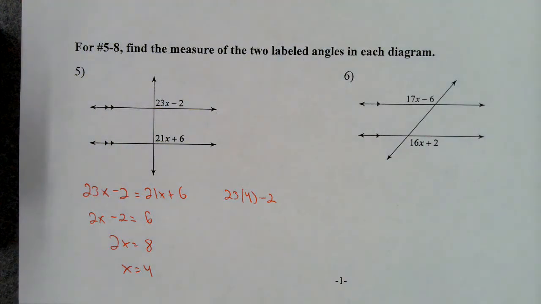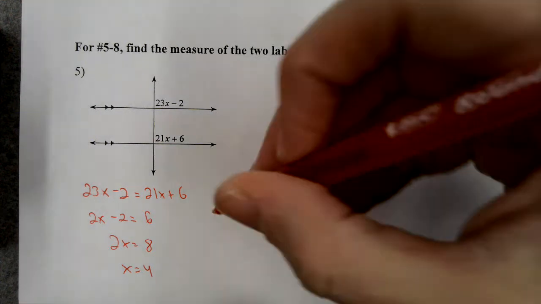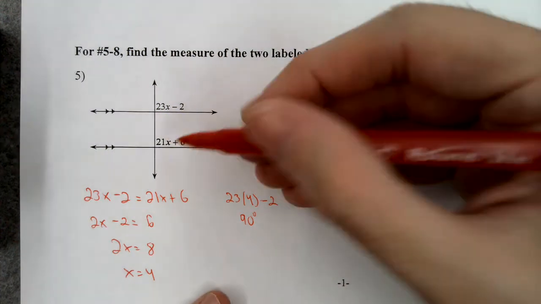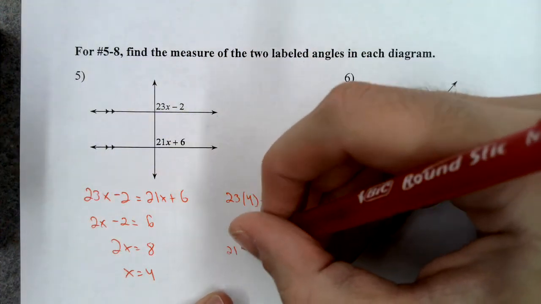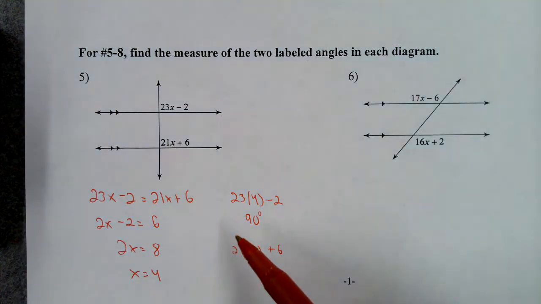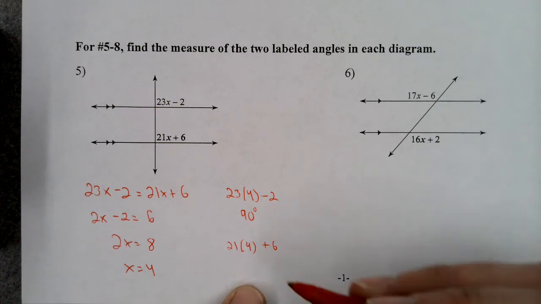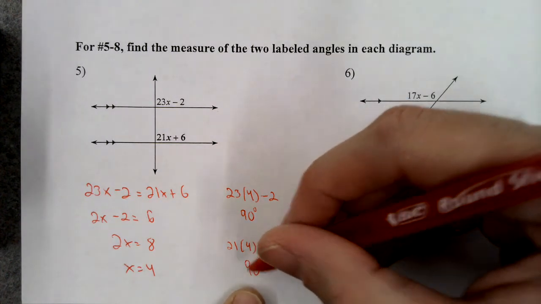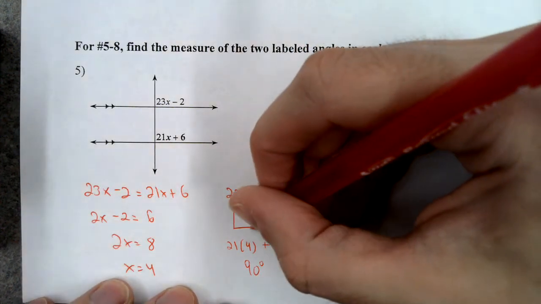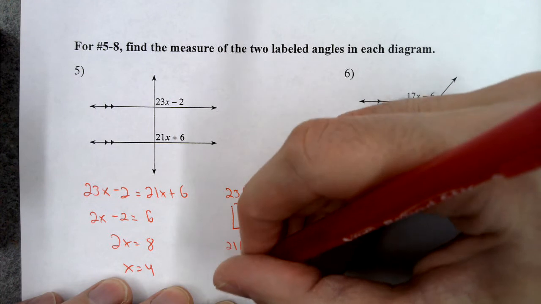Okay. 23 times 4 is 92. Minus 2 gives you 90 degrees. And let's do the bottom one. 21x means 21 times 4, because x is 4. Okay, 21 times 4, plus 6 gives you 90 degrees. Okay, so the question was find the measure of the 2 labeled angles in each diagram. So we got 90 degrees, and we got 90 degrees.